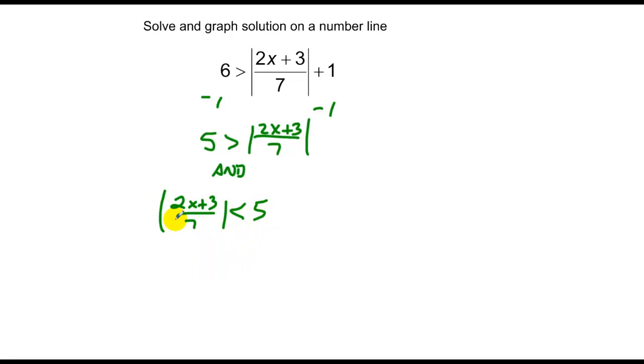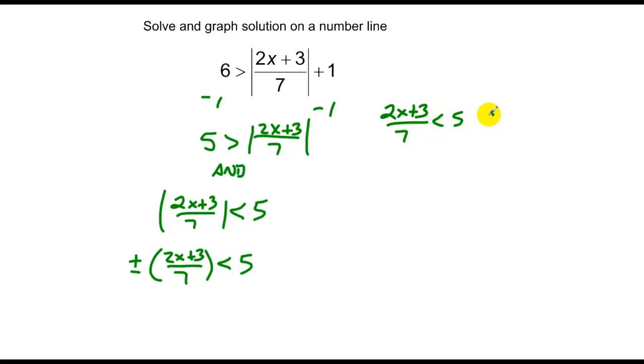So now we write our two equations. We say plus or minus 2x plus 3 over 7 is less than 5. So we have the plus part, 2x plus 3 over 7 is less than 5, and the opposite of 2x plus 3 over 7 is less than 5.